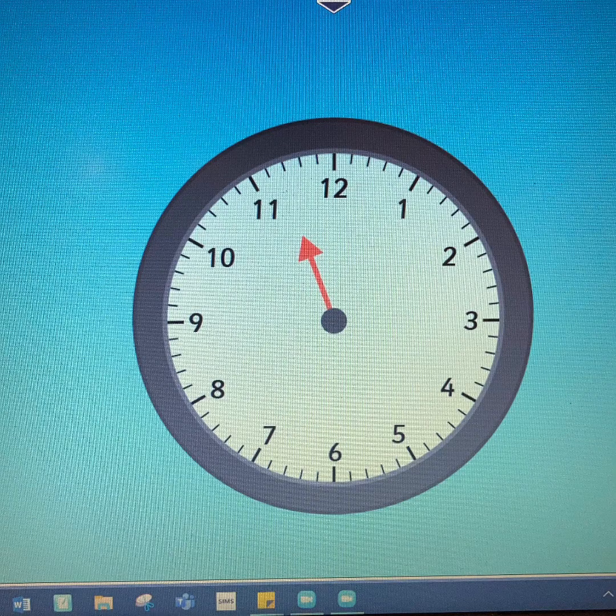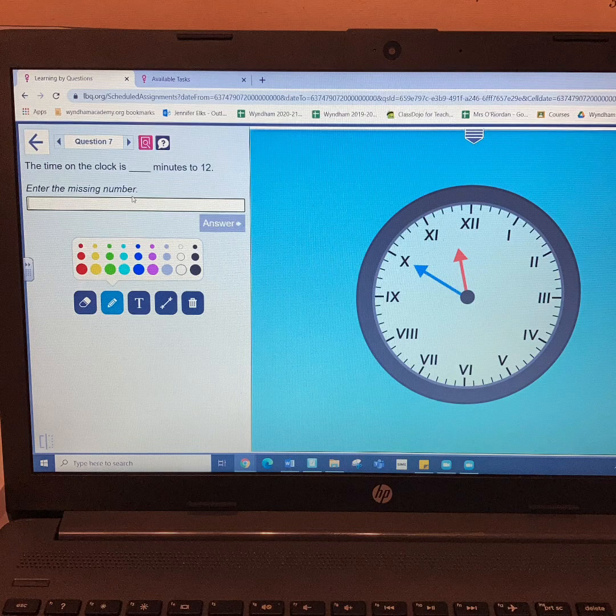Okay then, at 10 minutes past 11, what number does the minute hand point to? At 10 minutes past 11. Well, hopefully if it's 10 minutes past, you could tell me it needs to point at the number 2. The time on the clock is how many minutes to 12? Well, even though it is Roman numerals, you know, hopefully, that it's 5, 10 minutes.